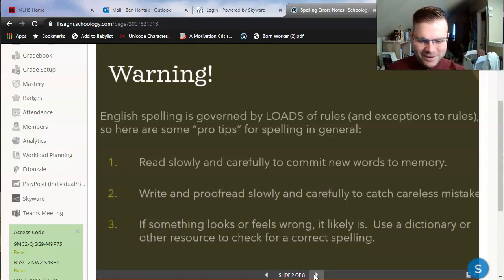I said Google on my phone and my phone pulled up Google Help. Check for a correct spelling. Wow.